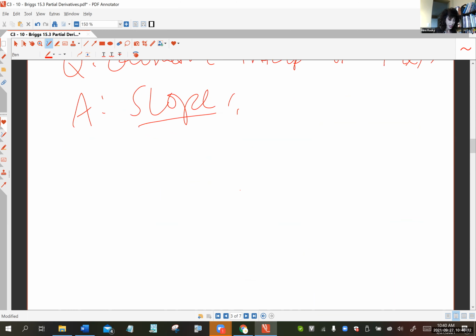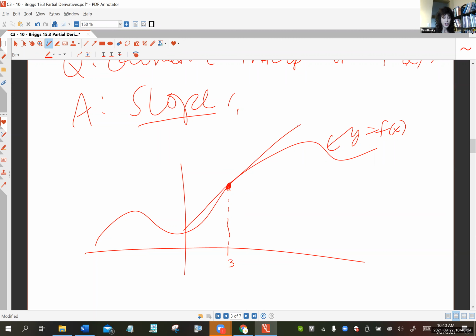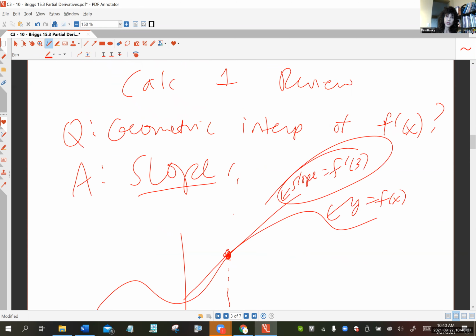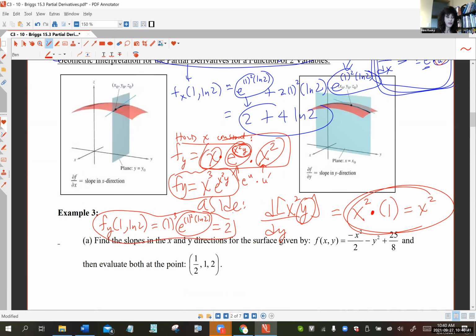Because you remember when you took Calc 1, if you had some graph of y equals f of x, and they wanted the equation of the tangent line at a point, you had to get the slope of the tangent line, and that's going to be the derivative evaluated at that point. So you already know a little bit about geometric interpretations of derivatives. So let's figure out what it is for us.